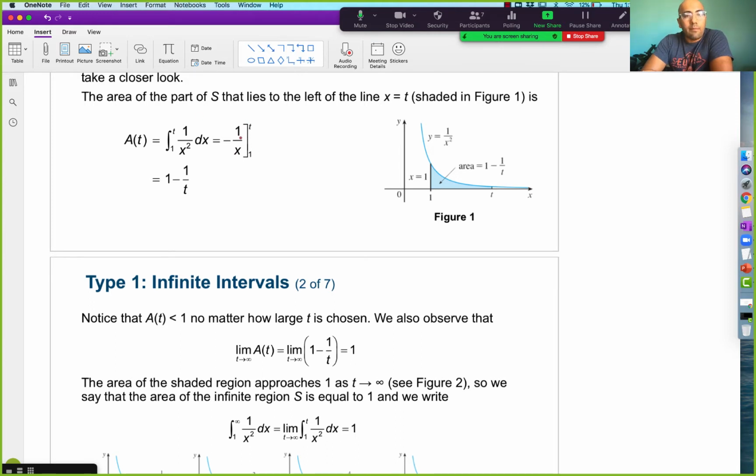Now when we apply our limits, we end up with negative 1 over t, minus, and then there's a minus that gets distributed, so it becomes plus 1 over 1. Flip that around and we get this.